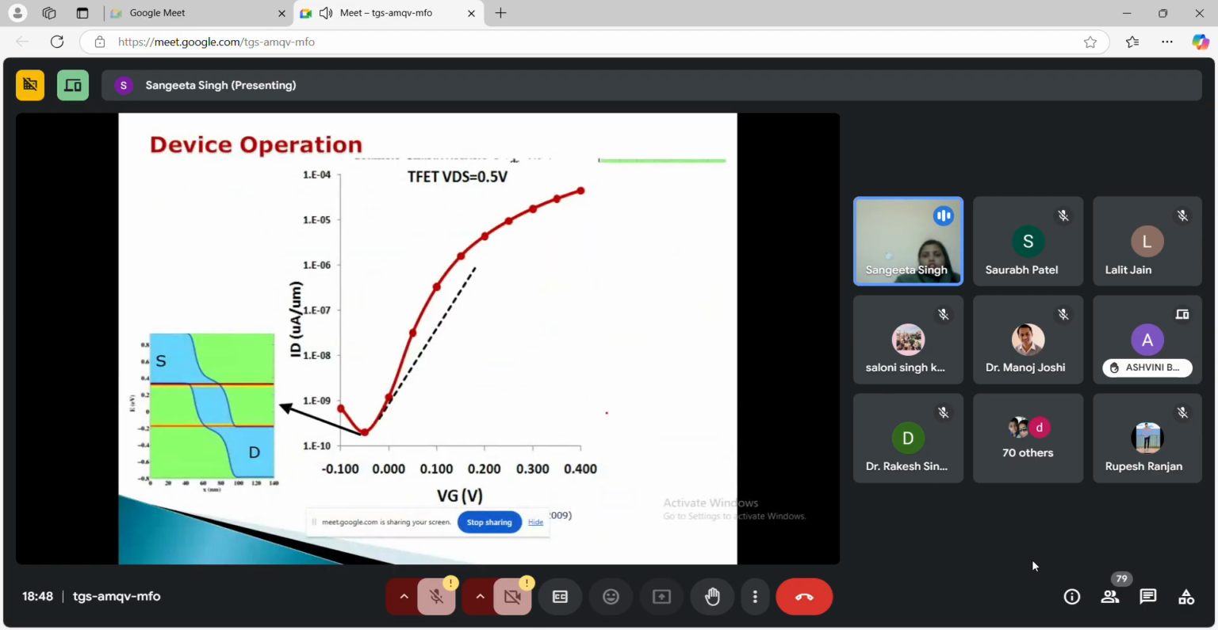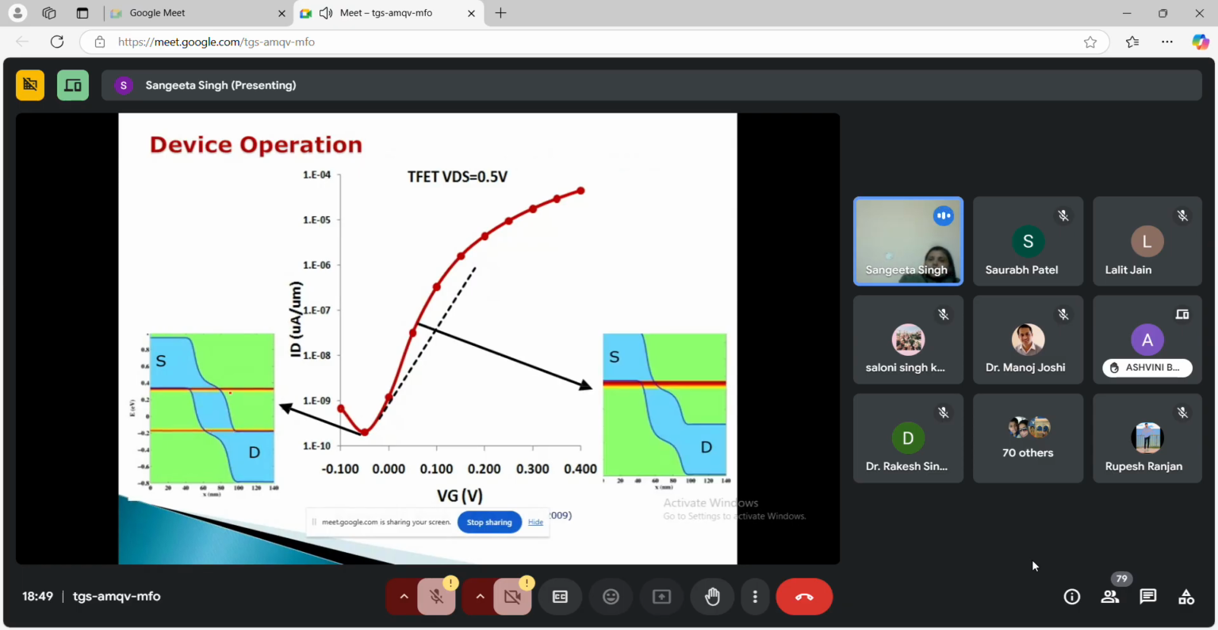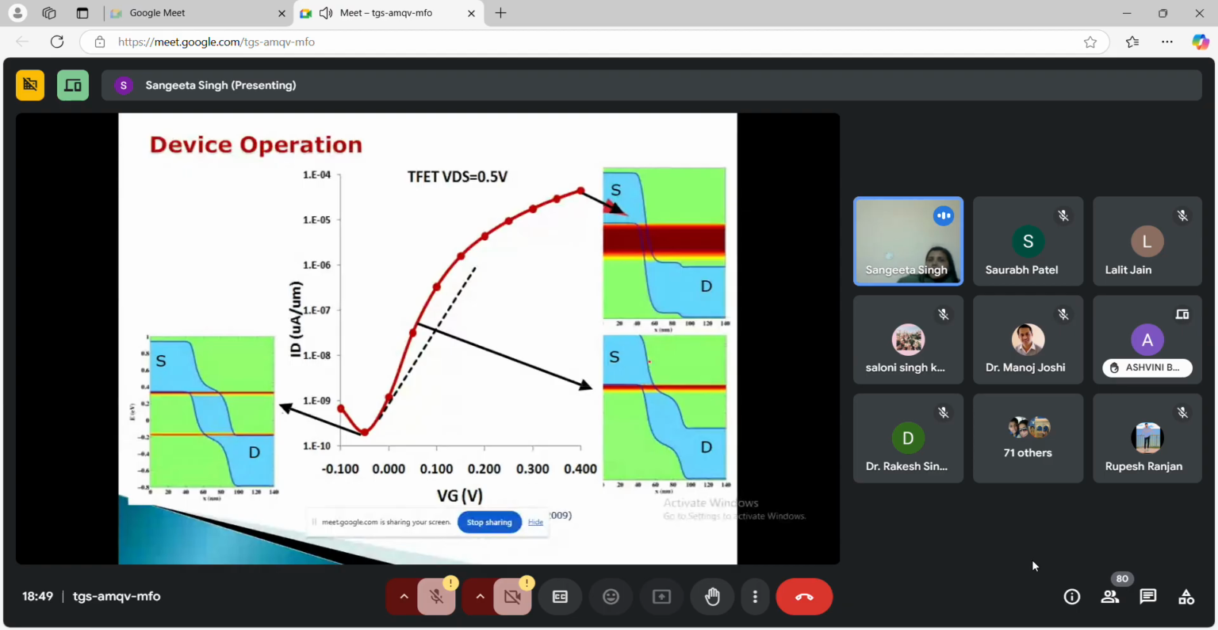And if I talk in terms of the applied bias, when VGS applied is 0, the tunneling barrier is wide, and no electron manages to go from source to the channel side, and that is why your current is 0. But when you increase VGS, this barrier width is reducing, and if it is high, in that case more electrons are managing to go from source to the channel side, and you are getting more current, and this is what is happening when you are applying a VGS equal to 0.4 volt.